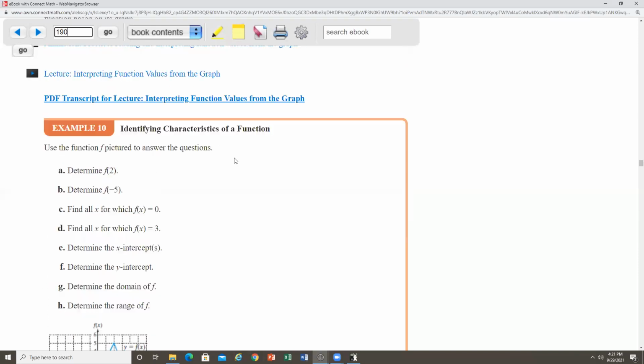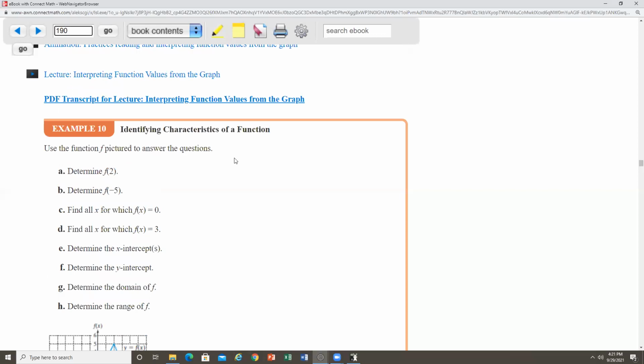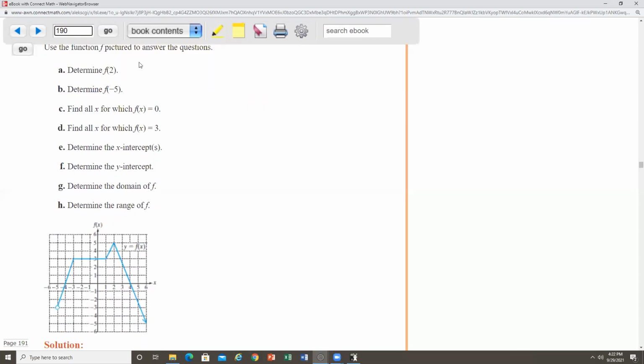You might want to jot these down. This is example 10 on page 190. A is 5. What's f of negative 5? If I put negative 5 into this function, if I go out on the x-axis to negative 5, I have to go down to strike a point on the graph. Ladies and gentlemen, f of negative 5, does it have a point on the graph? No. It does not. This is an open circle here.